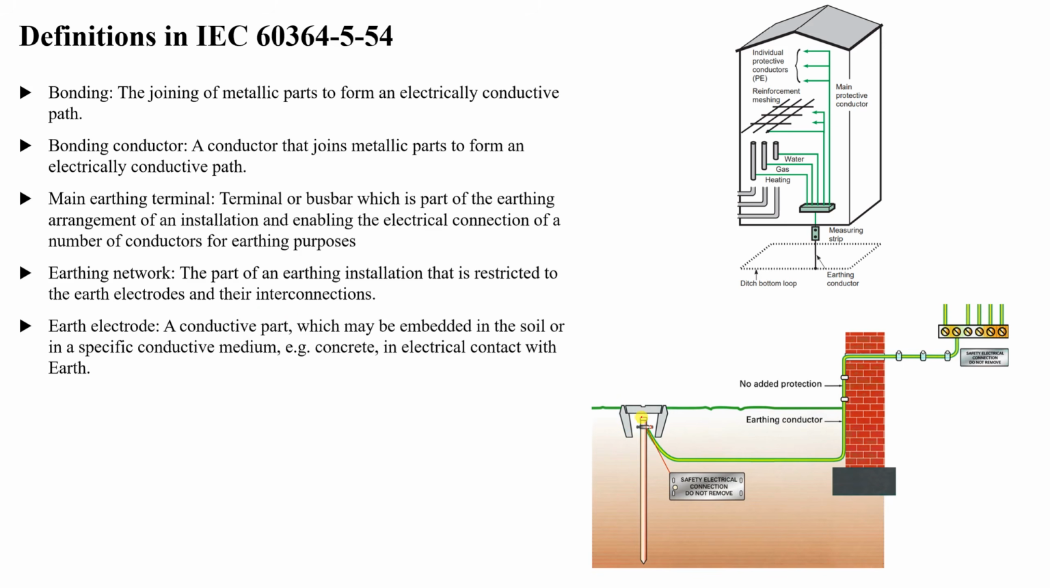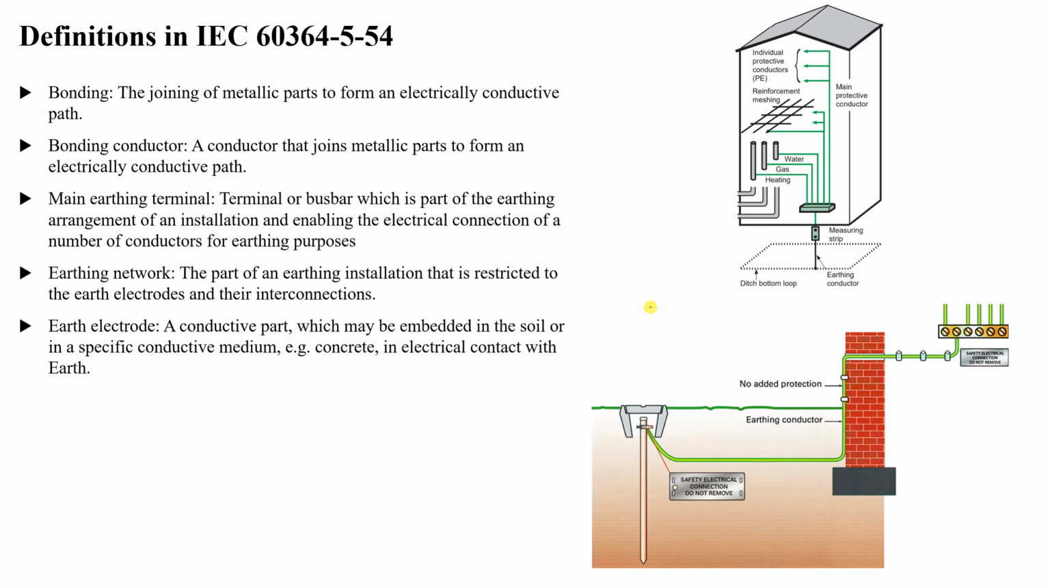The earth electrode, like this one, is the one in contact with the soil, or which may be embedded inside the soil or inside a specific conductive medium like concrete, which is in contact with earth. So for example, instead of putting the electrode directly in soil, we can put it inside concrete, like this, surrounding it, which is connected to the soil. Now someone will say, why do we even do this? This is part of soil resistivity enhancement, which we are going to discuss in another video.